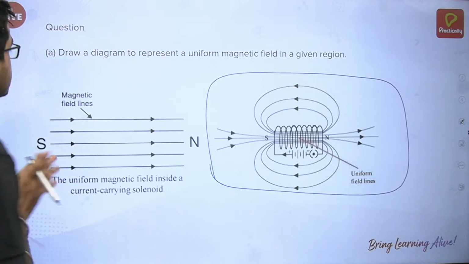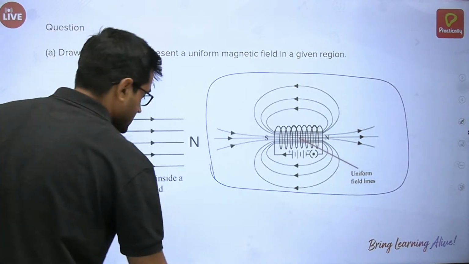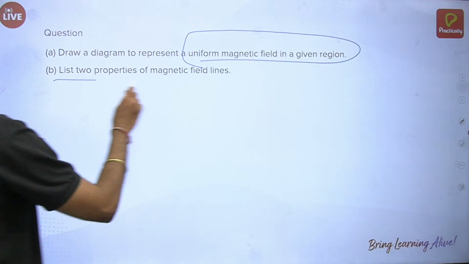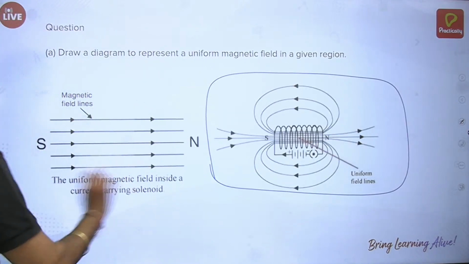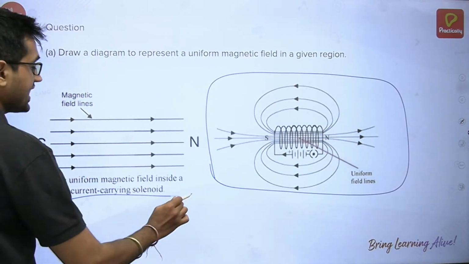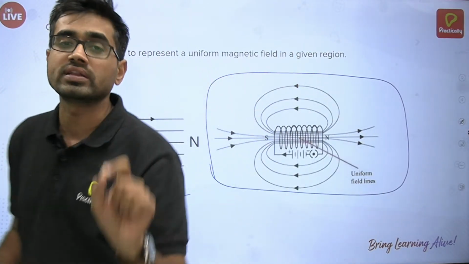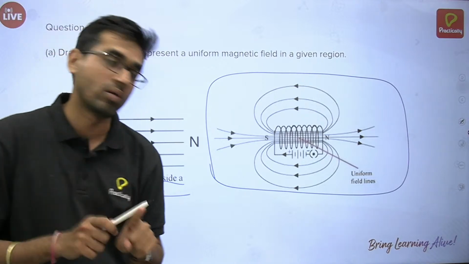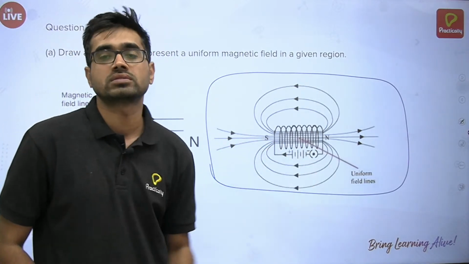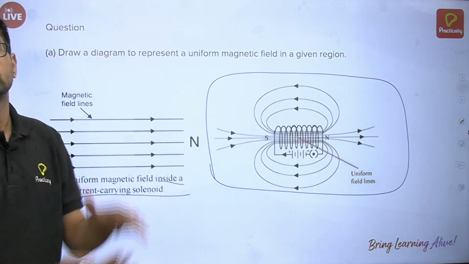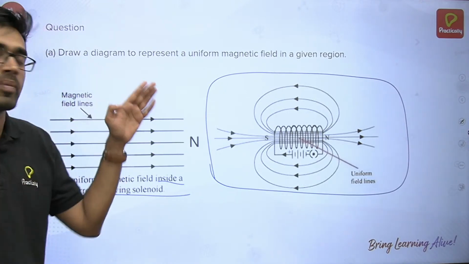Okay. Now let's come back to the second one. Remember that these are uniform magnetic field lines inside a current carrying coil. I have told you again, inside a solenoid the magnetic field lines are uniform. They are equally spaced with equal strengths. That's why it's a uniform magnetic field.